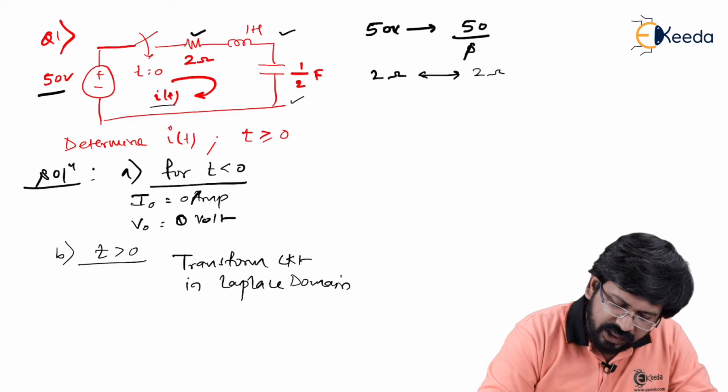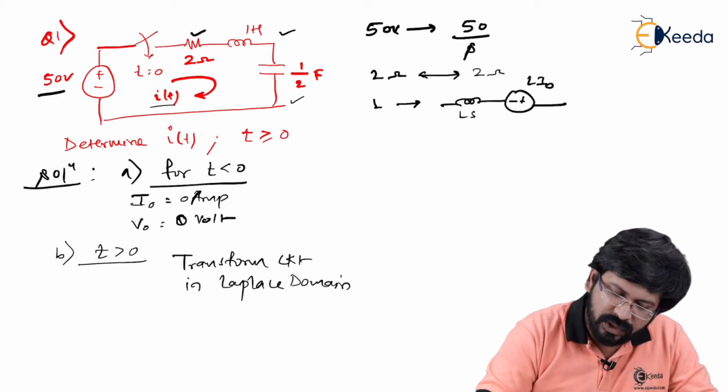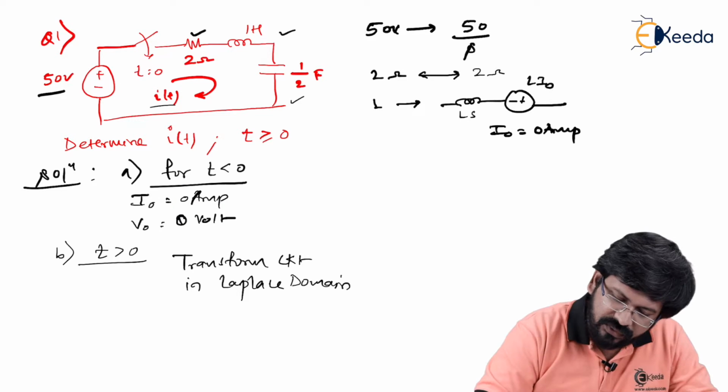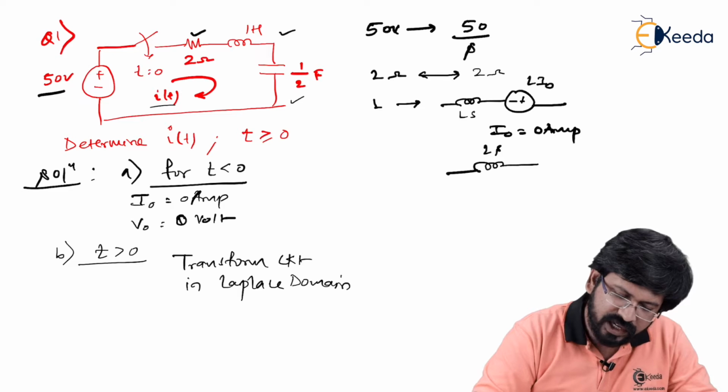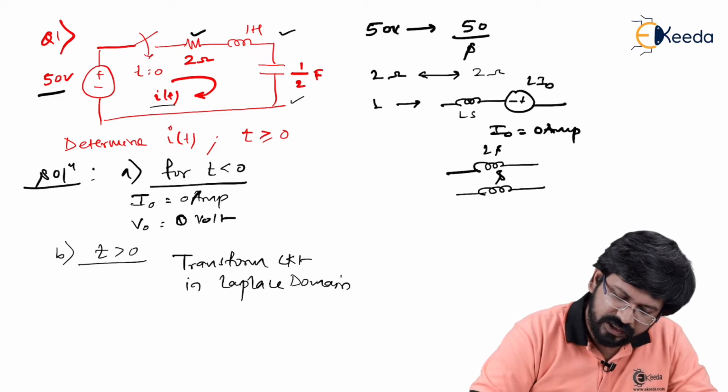Whereas when it comes to inductor L, if you remember, it gives you this kind of circuit, Ls minus plus L times I naught. But since I naught is equal to 0, the model will become only Ls. And L is having value 1 Henry here. So this model simply becomes s. Is that right? This is for the inductor.